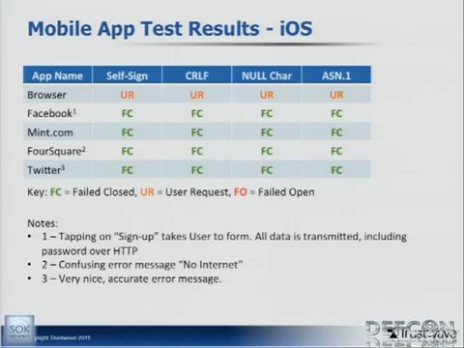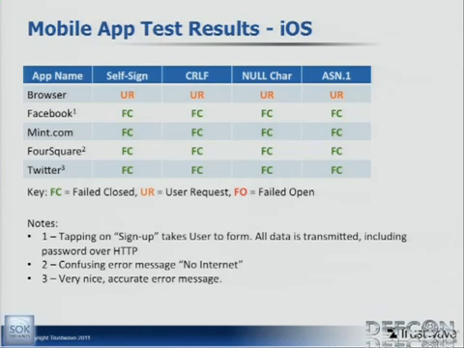So we also tested iOS, basically in the same exact fashion. I guess the big takeaway here, you can see the same keys. If you can't really see it from the back of the room, the green FC means it failed closed. It did what it should. UR means user request, so basically something popped up and asked the user to do something and then failed open.